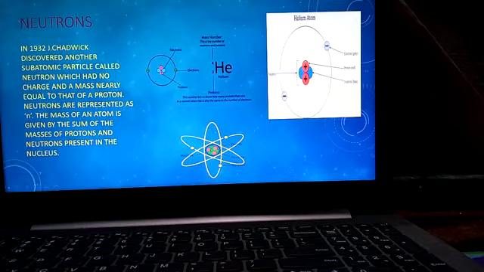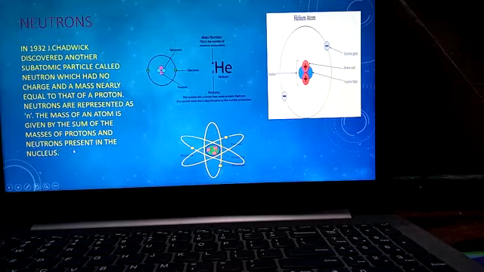Its mass is nearly equal to that of a proton. So the neutron mass is equal to that of a proton, and neutrons are represented as small n. E represents electron, P represents proton, and N represents neutrons. The mass of an atom is given by the sum of the masses of protons and neutrons. If you want to find the mass of any atom, you have to add up the protons and neutrons.